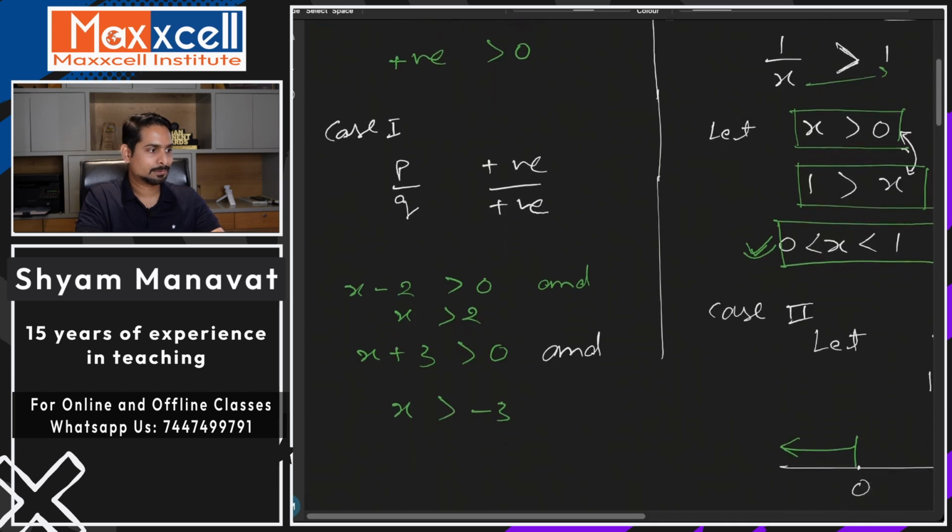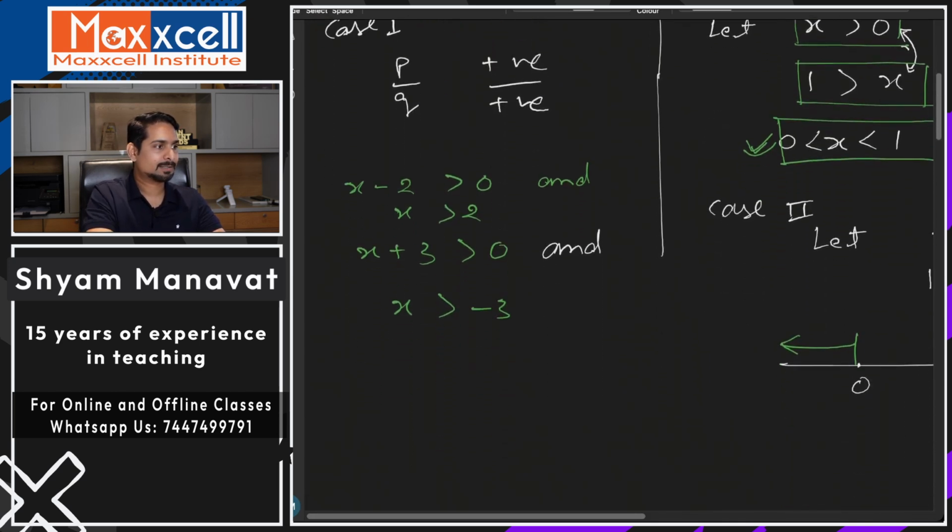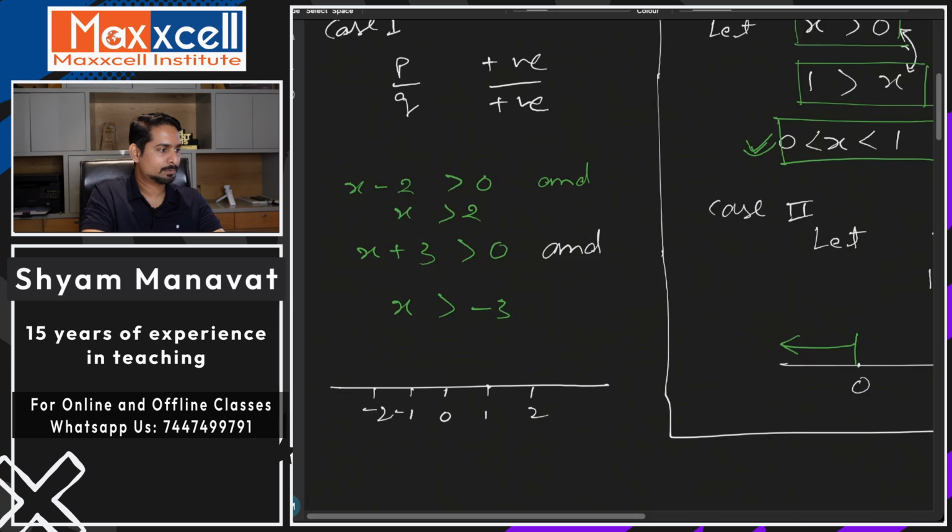Both are positive. Do you want to see on the number line how it looks? For this first case, let me draw the number line for you: 0, 1, 2, here minus 1, minus 2, minus 3. So more than minus 3 as well as more than plus 2. Understand the conjunction and. Whenever we have and as the conjunction between two inequalities, we always go for the common solution. So the common solution will be more than 2.